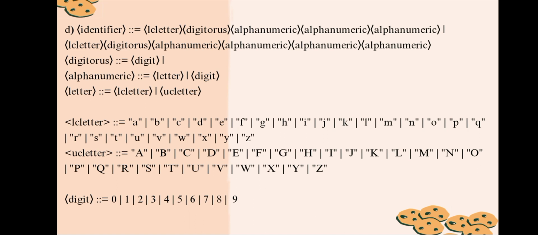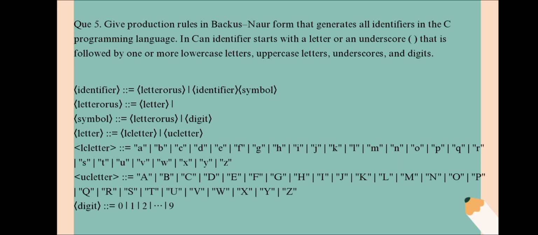This is how we can create the production rules for Backus-Naur form. In this question, we are given production rules in Backus-Naur form that generate all identifiers in the C programming language. In C, identifiers start with a letter or an underscore followed by one or more lowercase letters, uppercase letters, underscores and digits. We have identifier, letter, symbols and letters. We know that identifier represents the entire identifier.